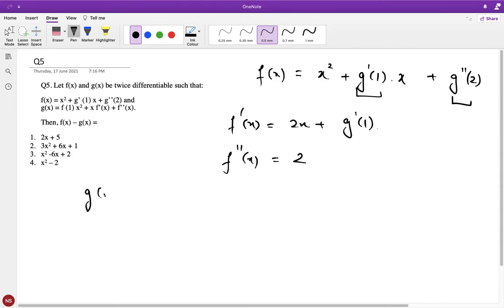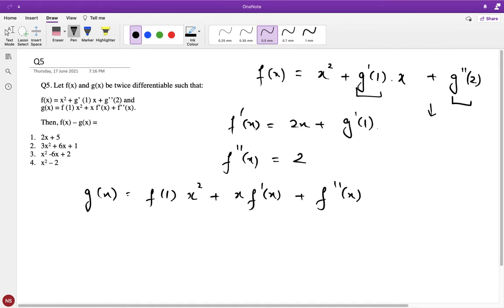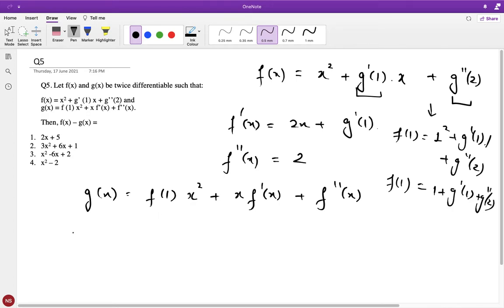Now g(x) is also given to me. g(x) is f(1) into x square plus x f dash x plus f double dash x. I will put the value of f dash x, f double dash x and f(1) here. f(x) is equal to this. So f(1) will be what? Just replace x by 1. 1 square plus g dash 1 into 1 plus g double dash 2. 1 square is 1. So 1 plus g dash 1 plus g double dash 2. This is f(1). I will put this value over here: 1 plus g dash 1 plus g double dash 2, into x square.